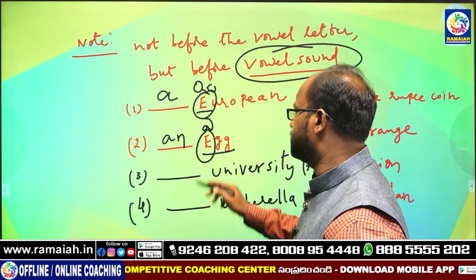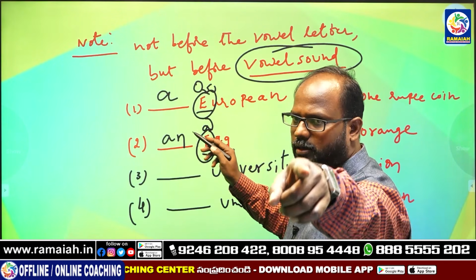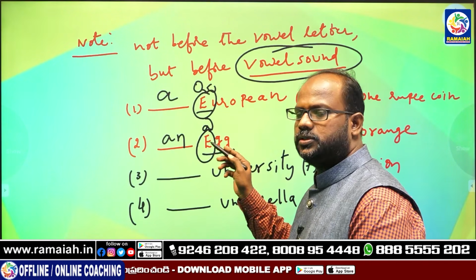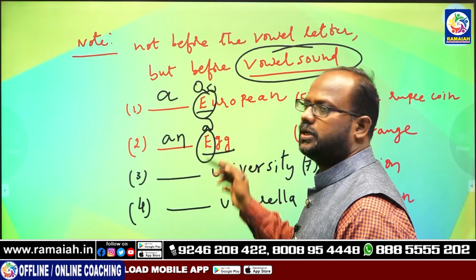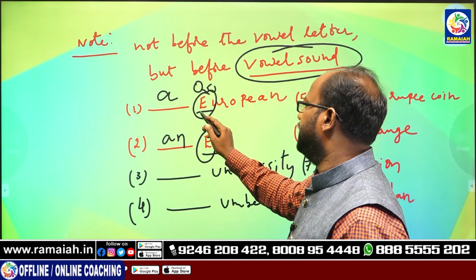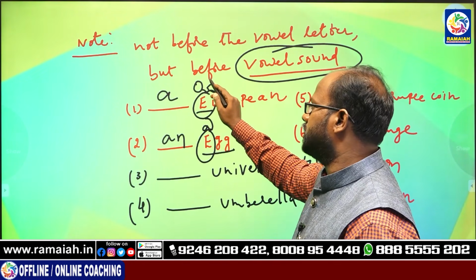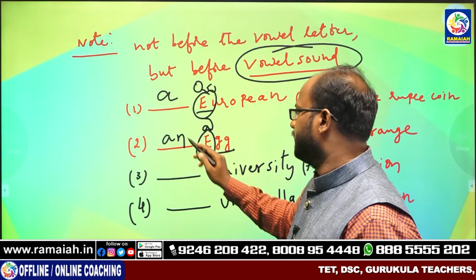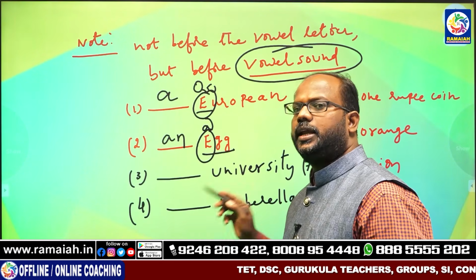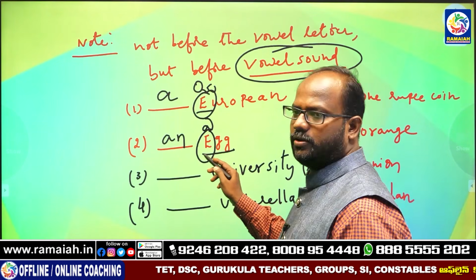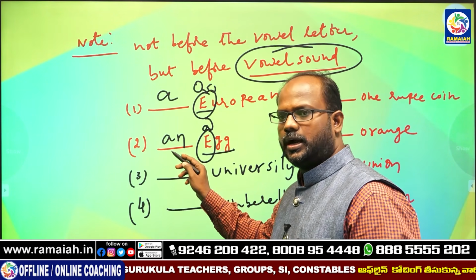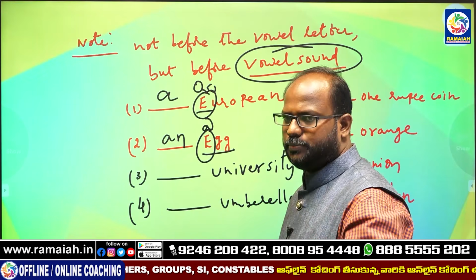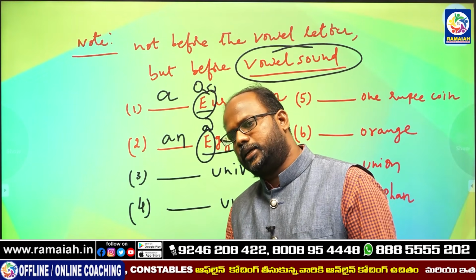My dear students, don't look at the letter. See the sound. Listen to the sound. Observe the sound. Here the letter E gives the consonant sound. Before consonant sound, we use a. Here the letter E gives the vowel sound. Before the vowel sounds, we use article an. Sound is important, but not the letter.